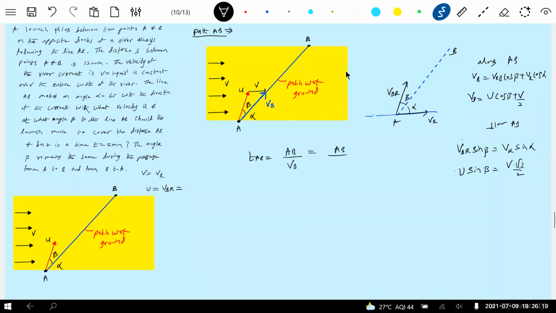What is VB? U cos beta plus V/2. U sin beta we know it. U cos beta is needed. So that I'll substitute here. And now similarly, time taken to move from B to A for path BA.